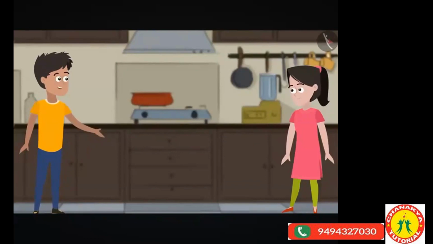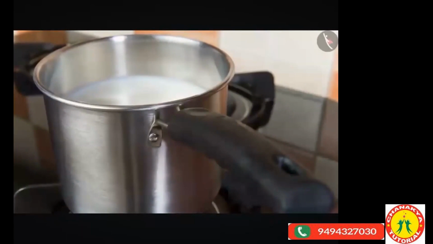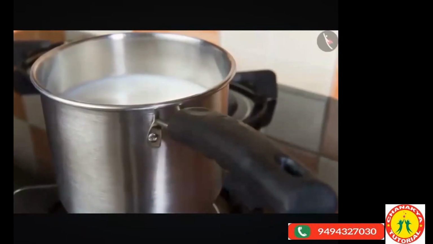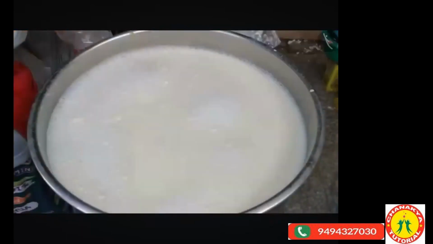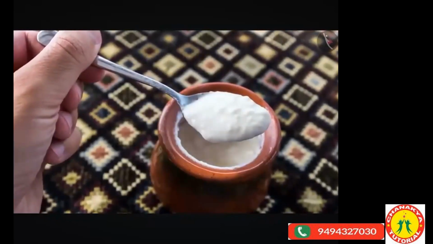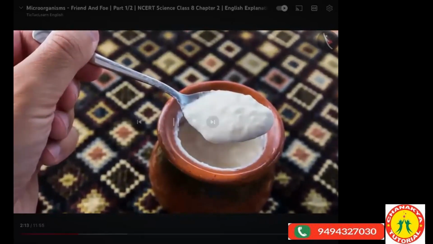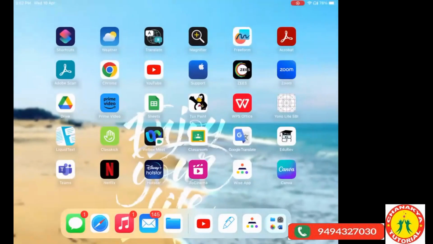Do you know how to do that, Sanya? Oh yes. That's not difficult. You just need to boil the milk first and then let it cool. Once the milk is cooled, put a teaspoon of curd, also called curd starter, in the cooled milk and let it rest.